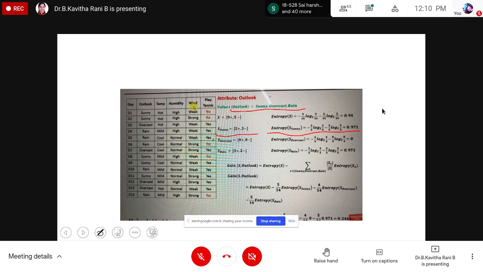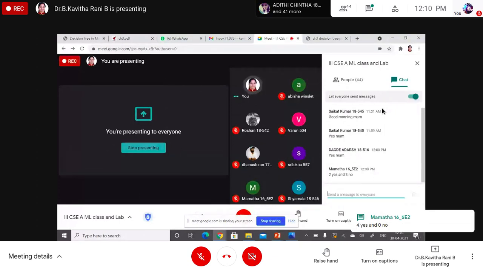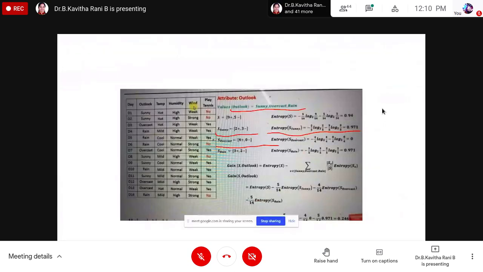In the same way, for the second outcome, that is overcast. Now tell me how many are there? How many overcast in the first column are you having? Overcast has 4. Okay, now if you see there, 4 plus, 0 minus.